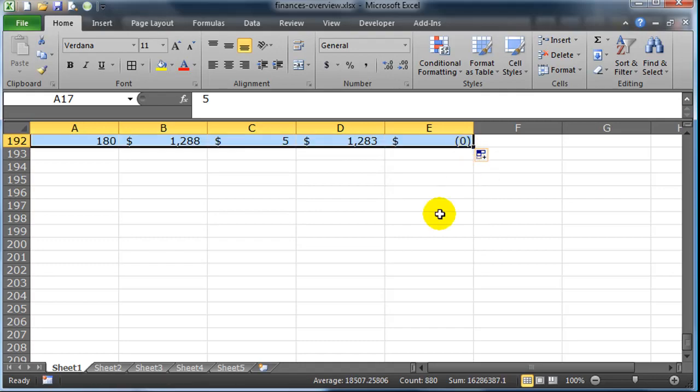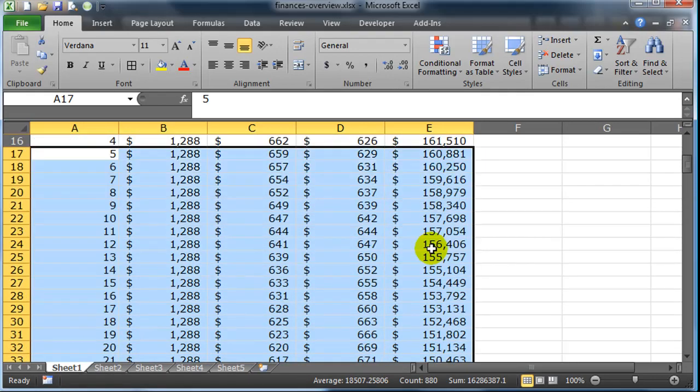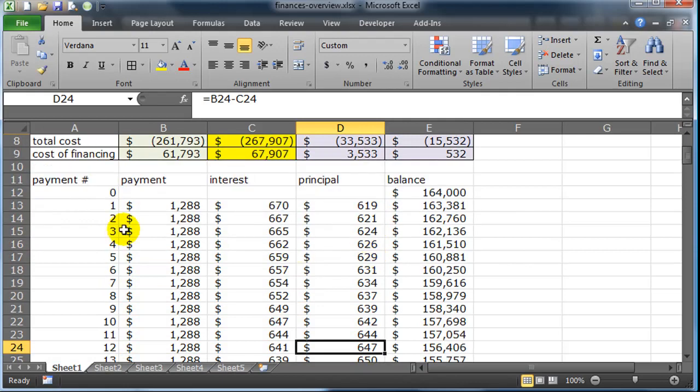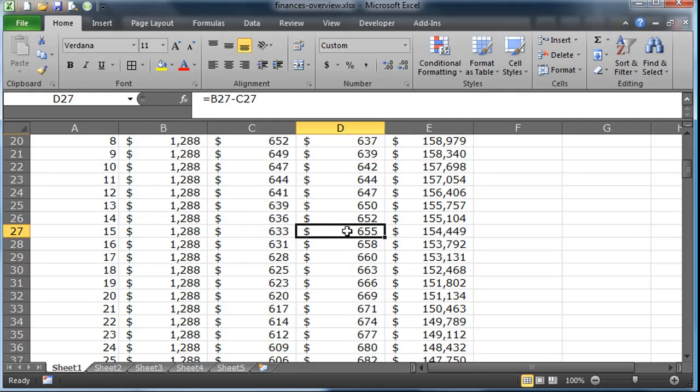There it is. Let go. Excellent. So now let's check out this amortization table. Okay, so I start off owing $164,000. I make payments every month, and part of my payment goes to interest, part goes to principal, and the amount of the principal reduces my loan.